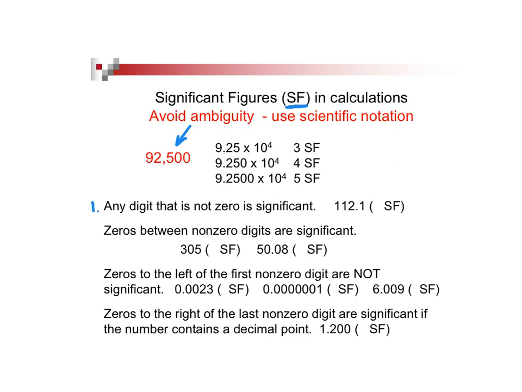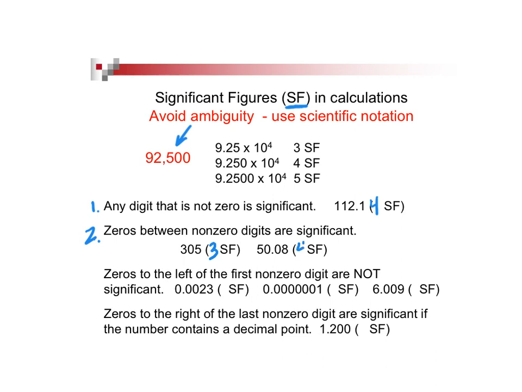Any digit that is not 0 is significant. The number 112.1 has 4 significant figures. If I have zeros between non-zero digits, they are significant. 305 would have 3.